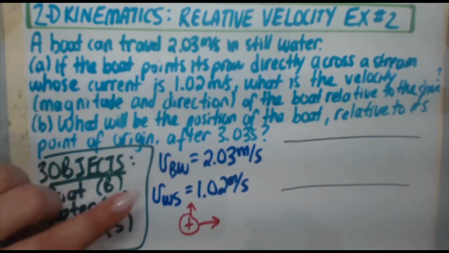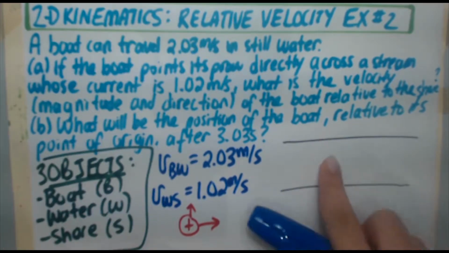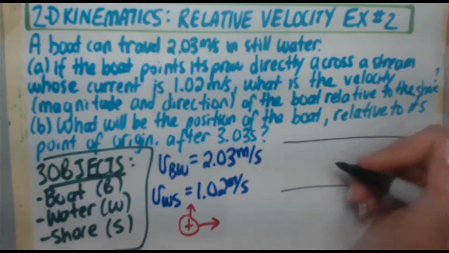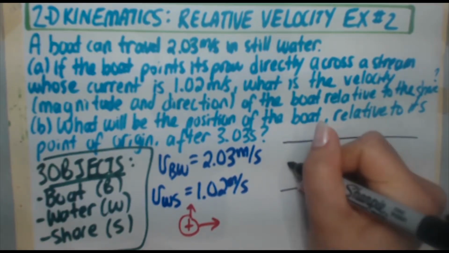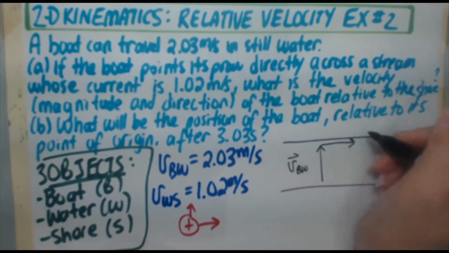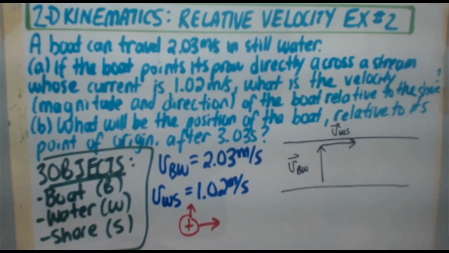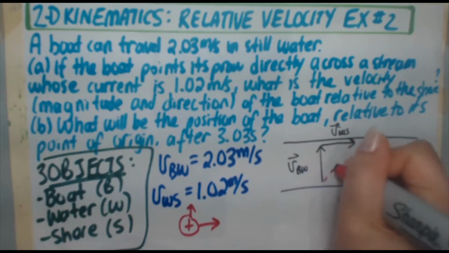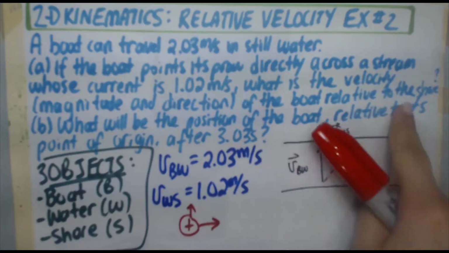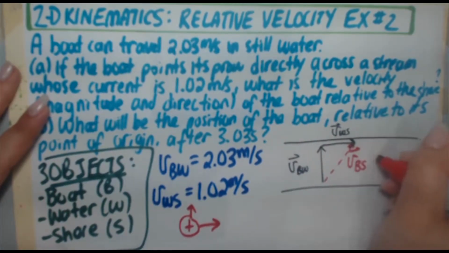Okay, so now we've got boat relative to water. Now this is the boat actually trying to advance across the river to the other side, whereas the water is going downstream. So you're left with vectors that look like this. You've got velocity of the boat relative to the water across, and perpendicular to that you've got the velocity of the water relative to the shore. And when you add those up, you're going to get a resultant. Now, let's just check this out. The question is saying in part A, what is the velocity of the boat relative to the shore? So we're looking for VBS.